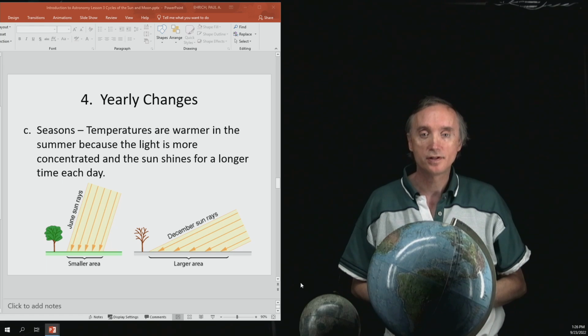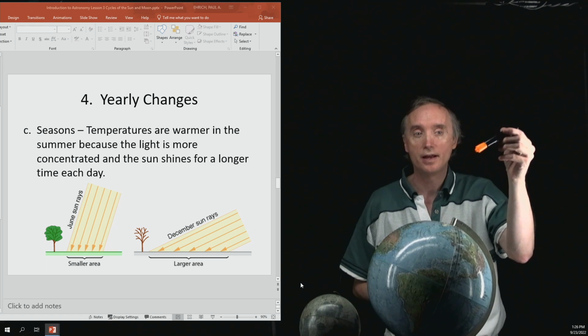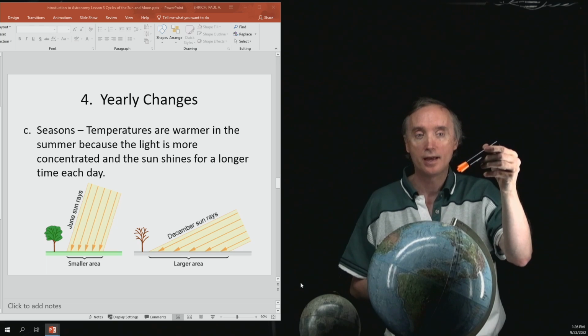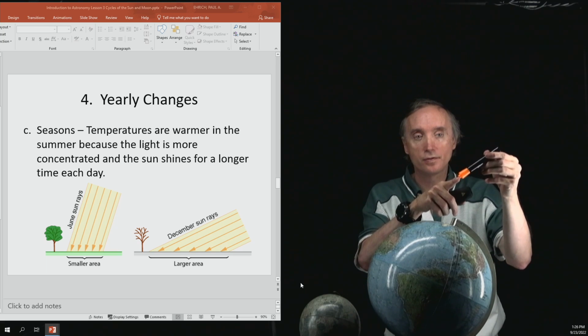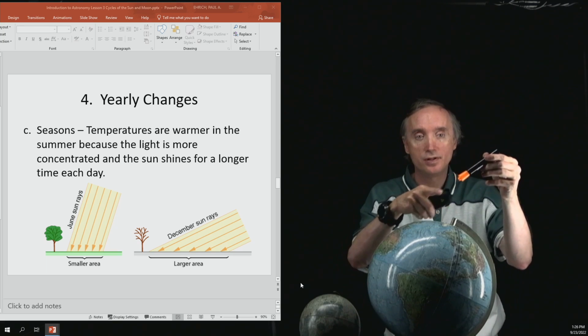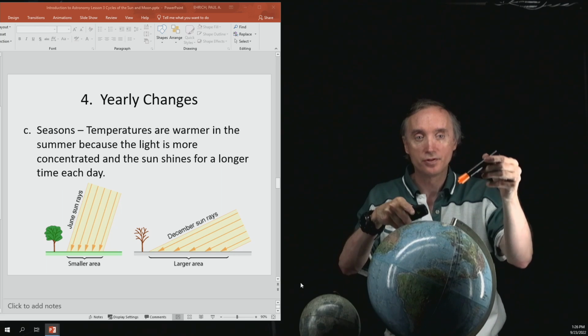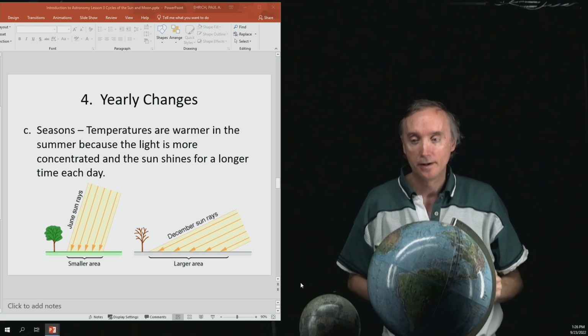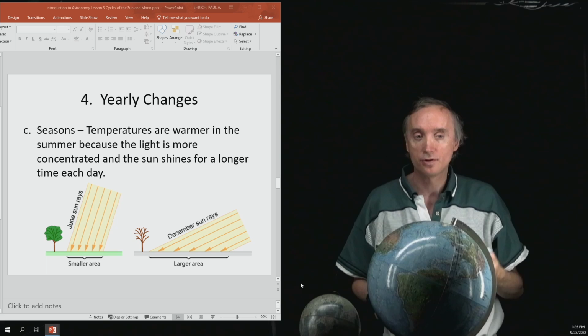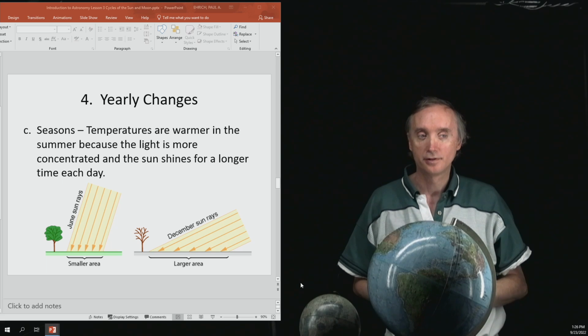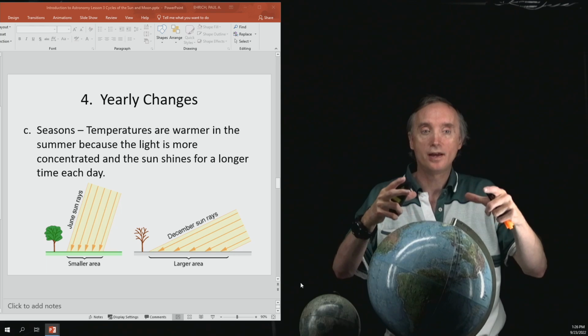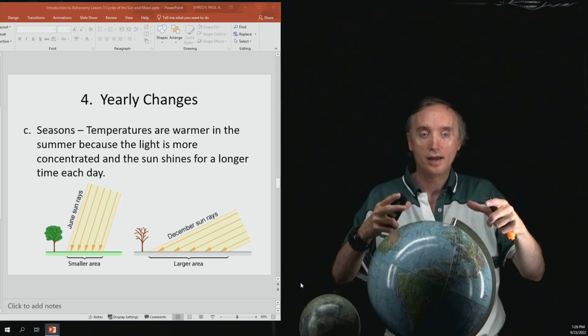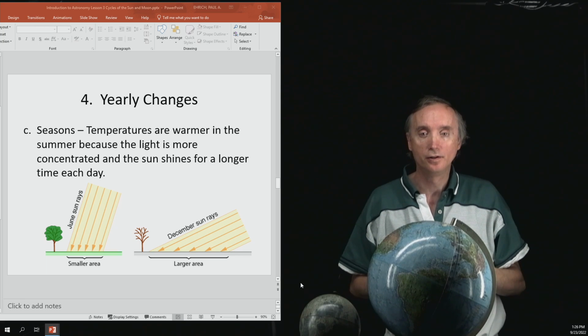Now I want you to take the flashlight and shine it at an angle, and try to make it so that the distance from the end of the flashlight to the tabletop is the same as it was this way. And then what do you notice? You should notice two things. You should notice that the circle has turned into an ellipse, and you should also notice it got a little bit dimmer when you did that.